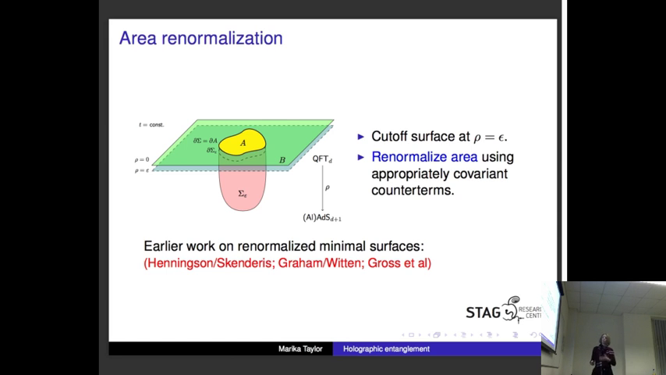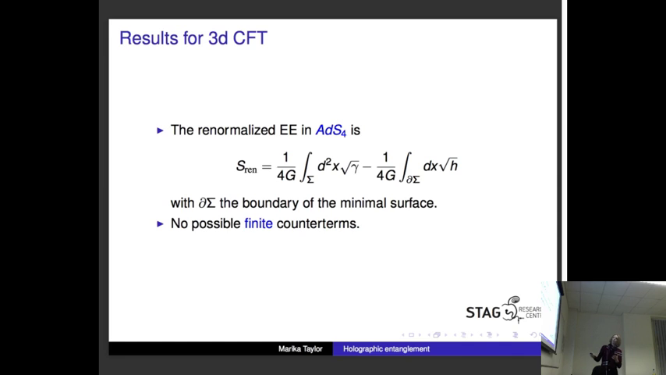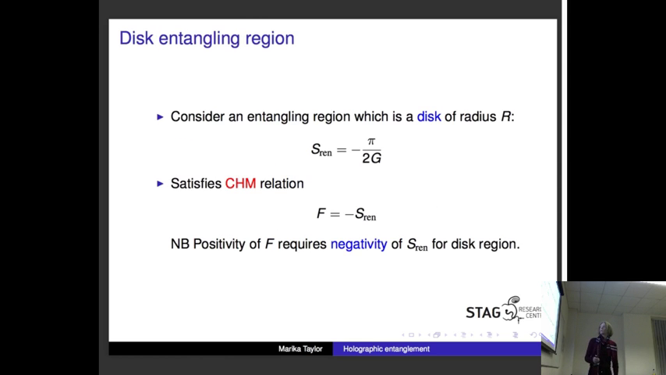So Wilson loop is also computed by minimal surfaces. Gross talked about doing that. Okay. And so if you actually calculate the renormalized entanglement entropy, you've got that term. That was the area of the surface. That's your soap bubble functional. And then there's a term which basically just subtracts the length of the boundary and renormalizes the area. And again, you can show there's no possible finite counterterm. So you plug it all in, and you get exactly the same expression as before.